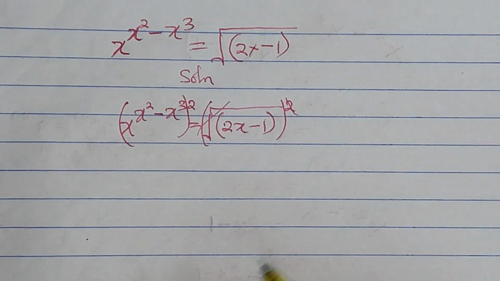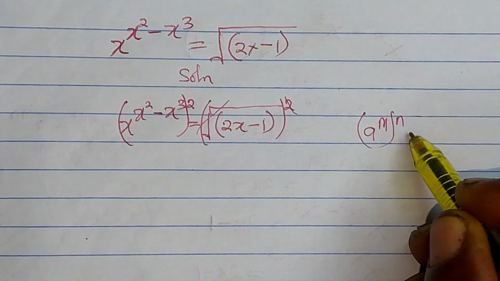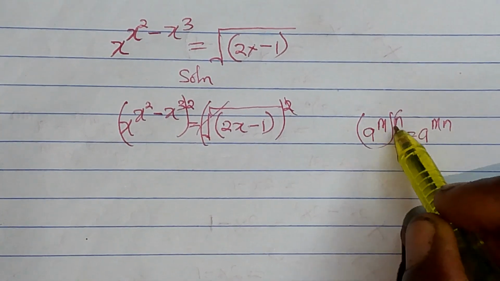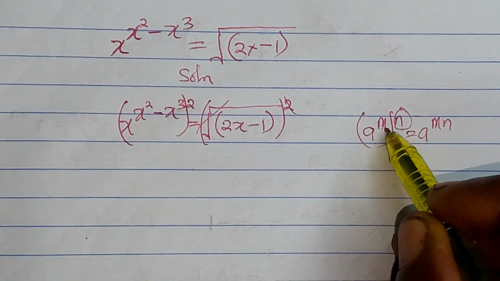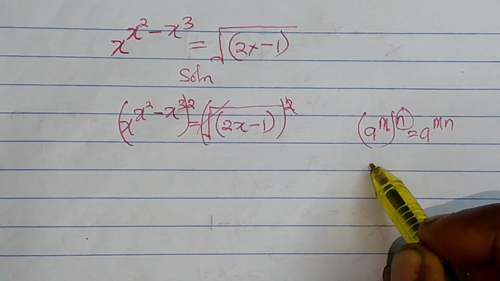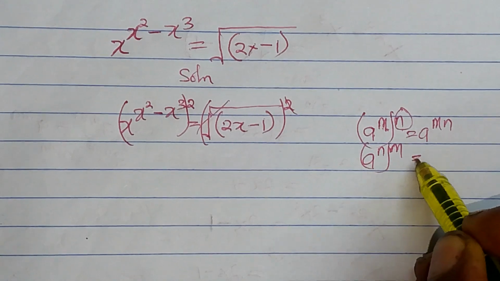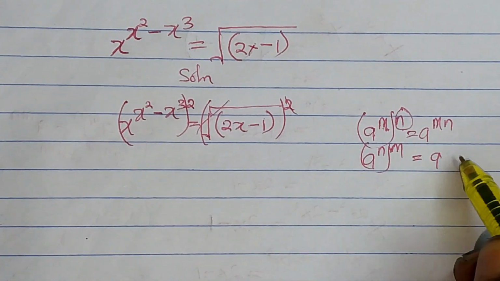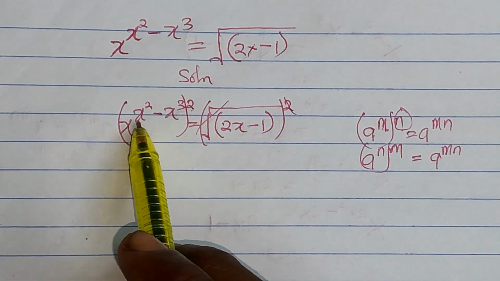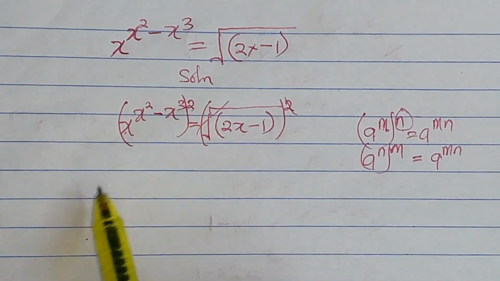So we have to recall from the law of indices where we have a to the power of m, all raised to the power n, it's written in this form, that this is the same thing as a to the power of mn. That is to say, the n here multiplies the m, which is the exponent of a. Therefore, these two here multiply the whole exponent of x, which is x squared minus x cubed.